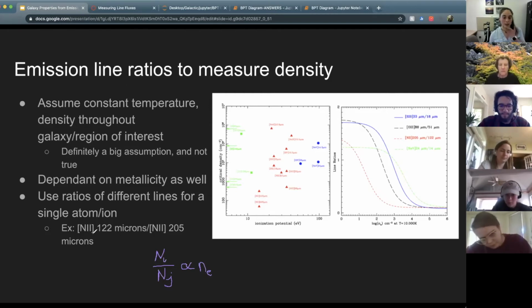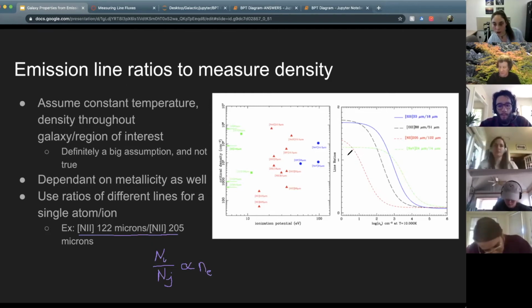So this ratio here, for example, if we're dealing with the ratio of these two nitrogen 2 lines, we don't have to worry about composition. We don't have to worry about the amount of energy needed to ionize nitrogen, because we're looking at two lines of the same ion. So the only thing it should be dependent on are the temperature and electron density conditions within the gas.